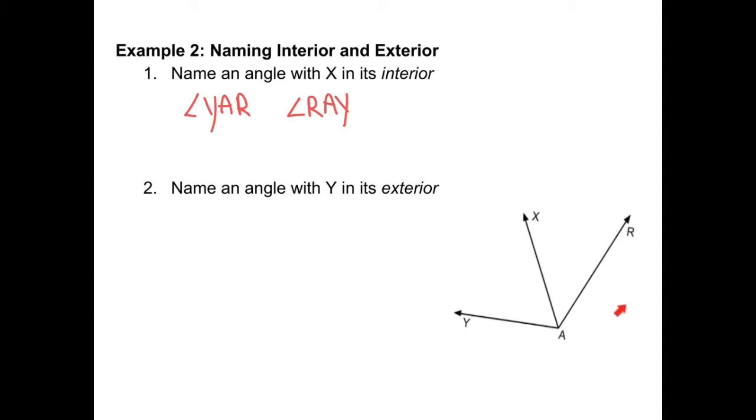This is the exterior, which is where we will get to next, with the point Y being on the exterior. So we're going to name an angle where Y is on the outside of it. In order for Y to be on the outside, angle XAR or RAX, it's that same angle, just two different ways to name it. That's where Y is on the exterior of that angle. And again, we're not just using angle A to name these angles, because there are too many angles at this vertex, at this endpoint where the rays are meeting.